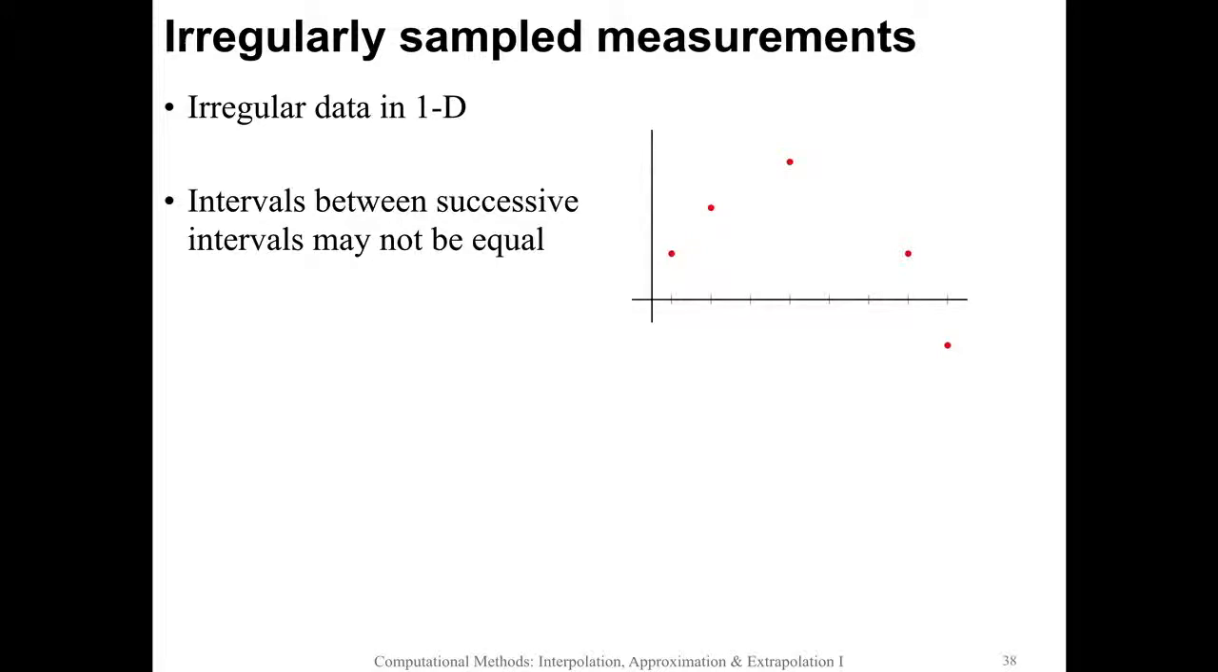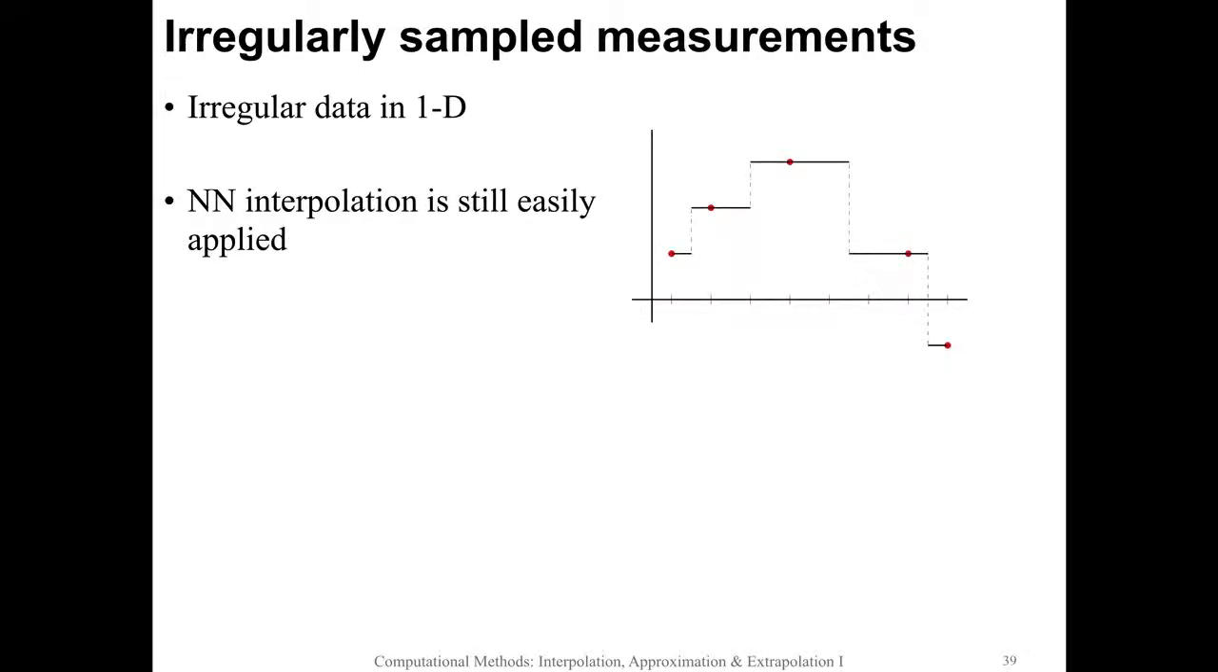So now we'll turn to looking at data where the sampling might have been made at irregular locations. So we'll go back to the one-dimensional case to consider it because it's easier for now. Here we have an illustration of some measurement data that's been acquired at irregular spacings. So there's gaps that vary between successive data points. They might not be equal.